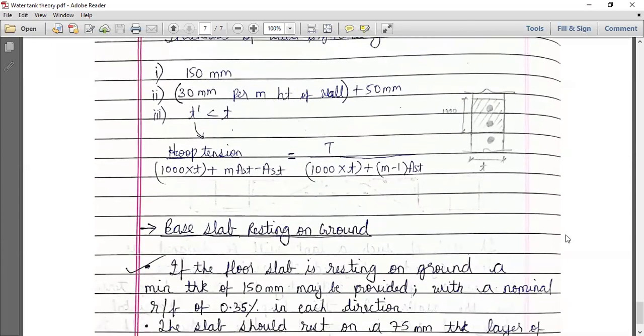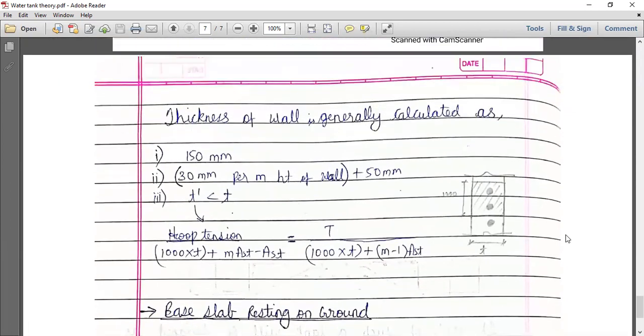Now let us see how to decide the thickness of the base slab. ठीक है, so now tell me, इसका wall तो design कर लिया water tank का, उसका base slab when it is resting on the ground, is it necessary to design the slab which is resting on the ground? Anyone? ठीक है, the slab which is resting on the ground, generally we do not design the slab which is resting on the ground. Why? Because the load will be directly transferred to the soil.